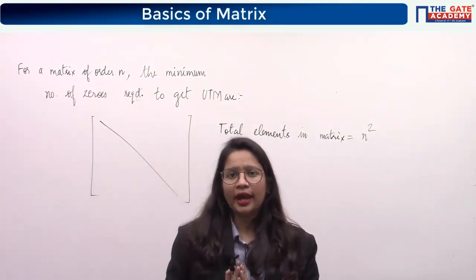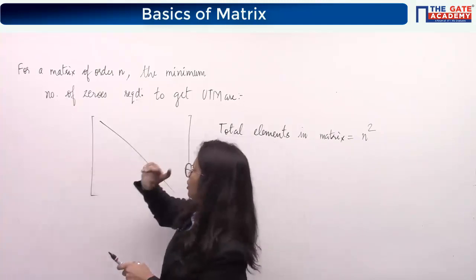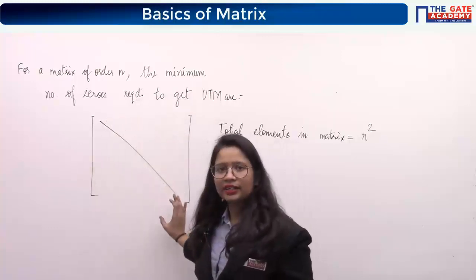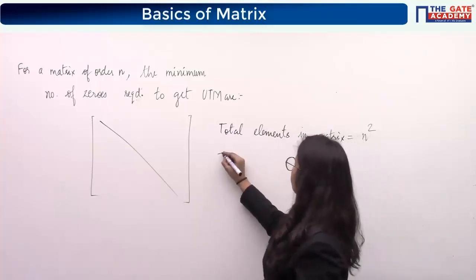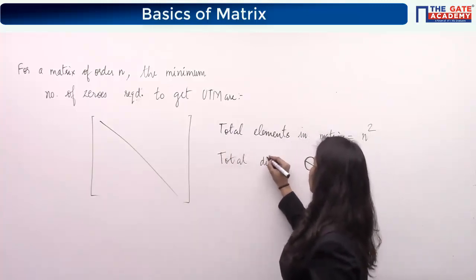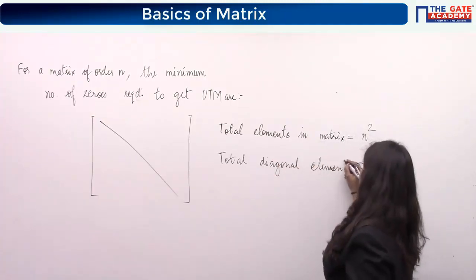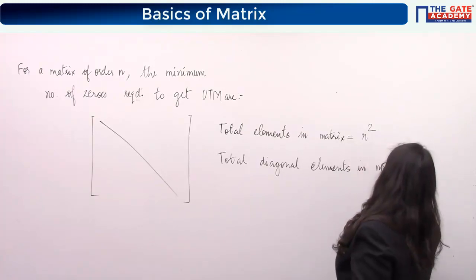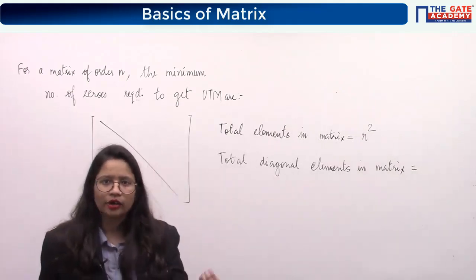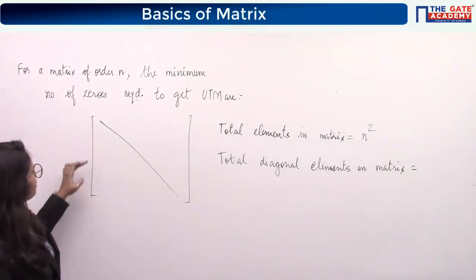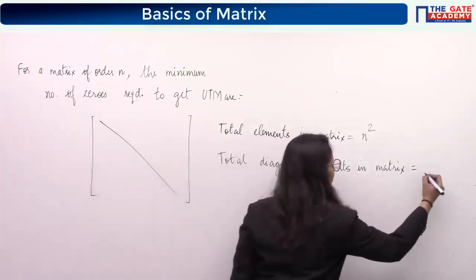But what about the diagonal? Diagonal can be 0 also, non-zero also. But for minimum, we will consider that these are all non-zeros. So first of all, I will find out the total diagonal elements in this matrix. How many diagonal elements will be there? Obviously n, order is n. So if there are n rows, there will be n elements as diagonal elements. So total diagonal elements is n.